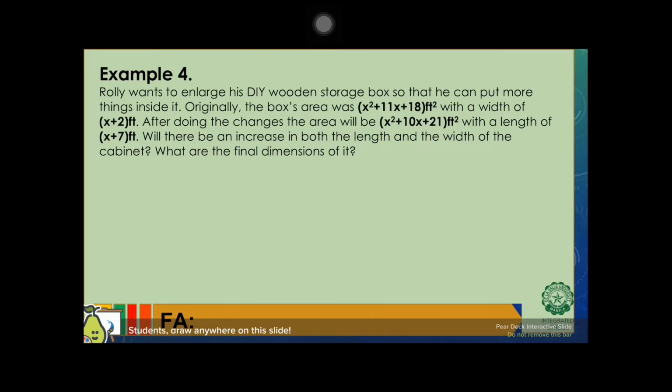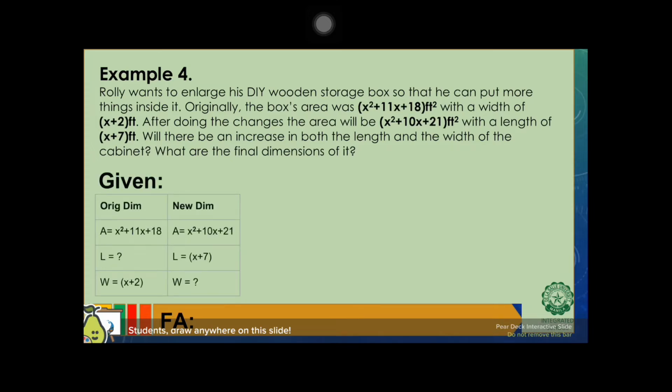For the given, for this problem, we have two parts. We have the original dimensions of the box, and then we have the new dimensions of the box. For the original area, we have x squared plus 11x plus 18. We don't know the original length; we are supposed to look for that. For the width, we have x plus 2.